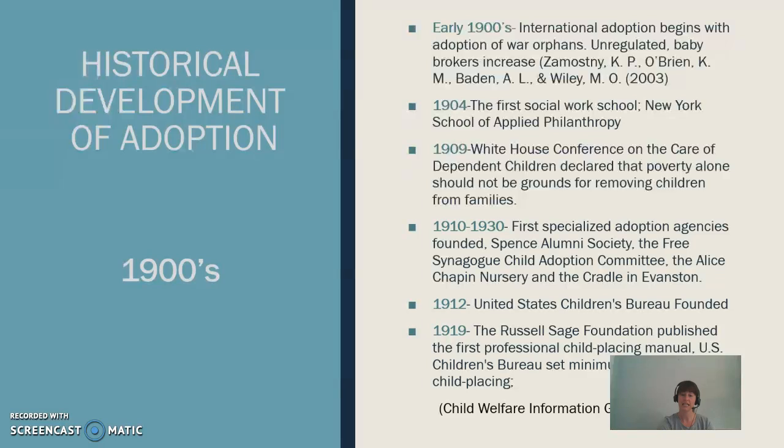Moving on to 1919, the Russell Sage Foundation published the first professional child placing manual in the U.S., and it set a minimum standard for child placing.